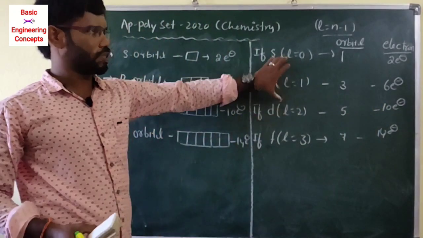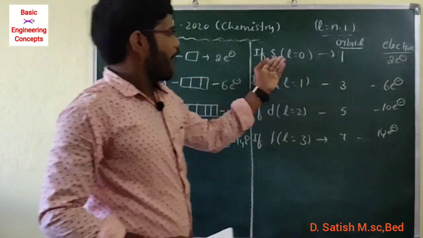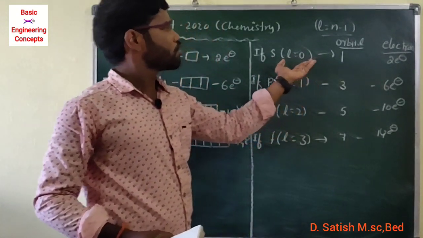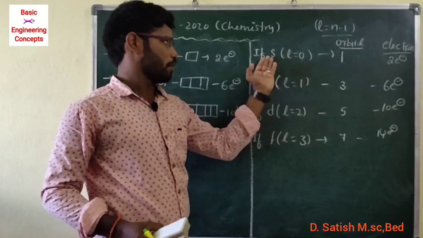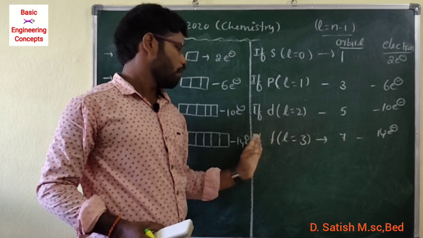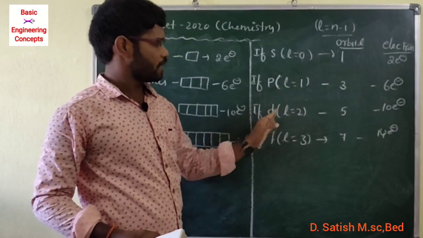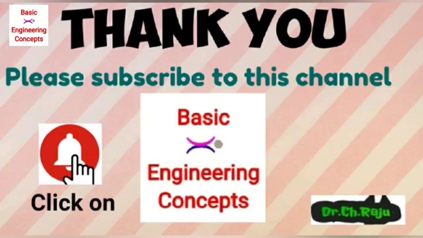Depending on this table, some questions are observed. If l equals 0, which orbital is identified? The s orbital. If l equals 1, p orbital. If l equals 2, d orbital. If l equals 3, f orbital. So how many orbitals are present in d?